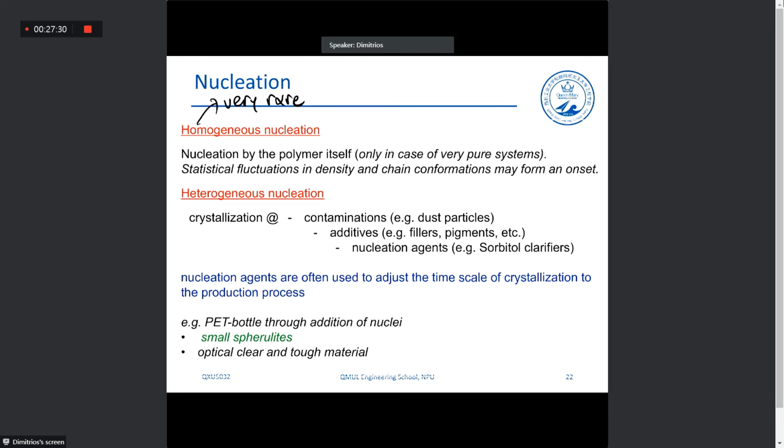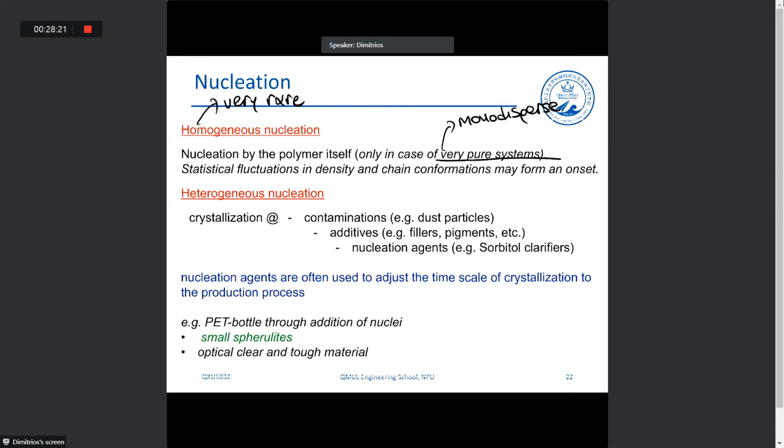And very pure systems, essentially what we mean is monodisperse systems, such as some proteins, okay? So if we have a certain amount of dispersity, it is almost impossible to achieve. So we cannot achieve homogeneous nucleation if we have a polydisperse system, which is 99.99% of the times, because the chains are not the same length, or weight or whatever. So there should be one type of chain where we will be missing certain segments. So in this case, heterogeneous nucleation will take place.